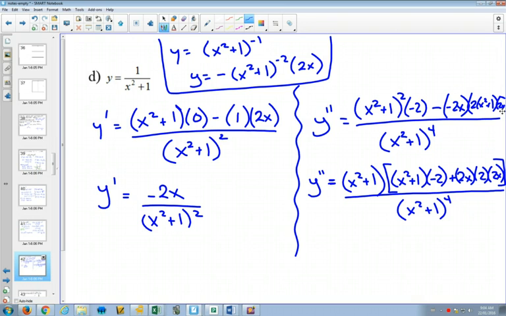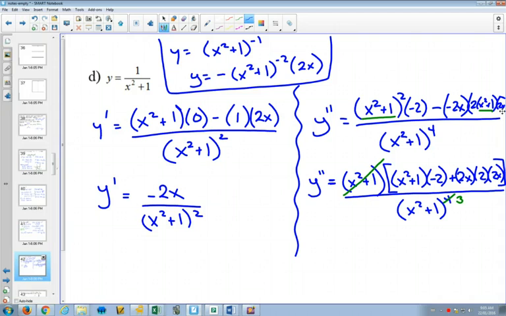So now what I'm going to be doing here on my second derivative is I notice that there's an x squared plus 1 here, and there's an x squared plus 1 there. So I factored that out in front. The reason I'm going to do that is because then this is going to cancel out with one of these, and you'll have only cubed. Hopefully that makes simplifying that a little bit easier.